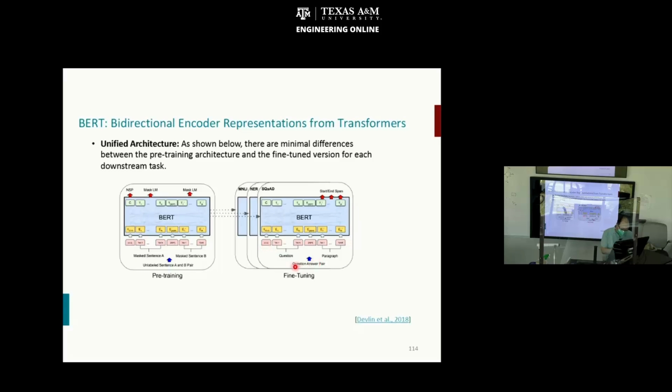So in the fine-tuning, you have the question and the paragraph, and then there's a separation, like the delimiter we introduced before. And this is how you pre-train BERT, okay? Any questions so far? And this could be pre-trained for different kinds of downstream tasks. These different names are different downstream tasks, okay? Any questions so far?